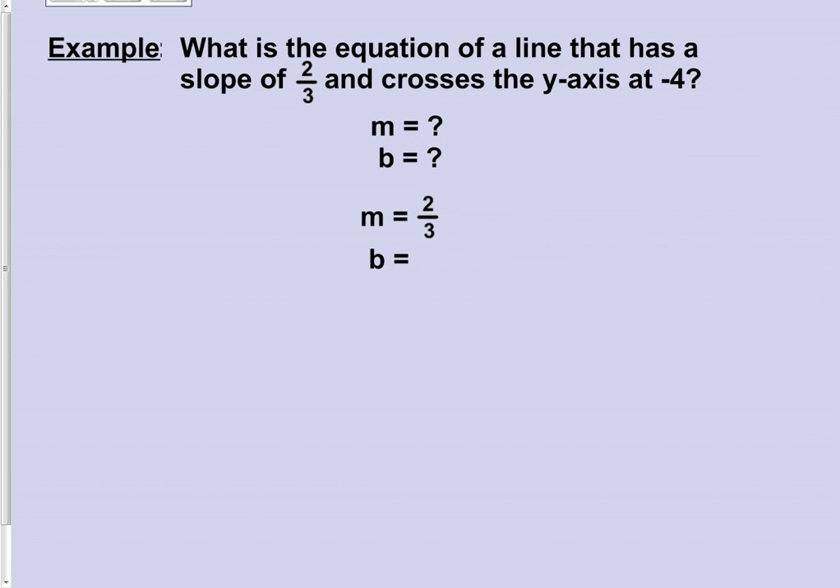And let's look for b. Did they tell us where the graph crosses the y-axis? And in this case, yes, they did. They told us the graph crosses the y-axis at -4. So they have provided us with all the information that we need in order to write the equation.